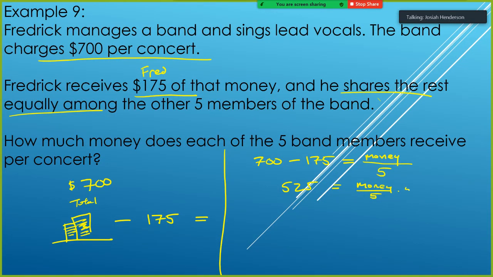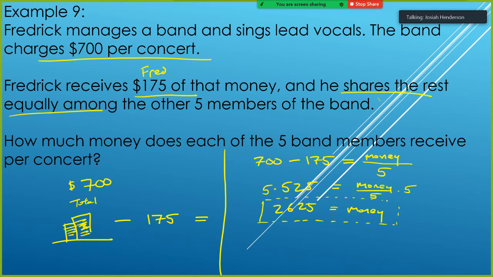Okay, and then I multiply both sides by 5. Uh-oh. You know what? This doesn't seem to make sense because look what's happening. 5 times 525, that's huge. That's $2,600. So I made a mistake. Somewhere in my thought process, it sounded good and it made sense, but this will happen sometimes. So if you work out a problem to a point like this, I'm going to just dash it around in a box.